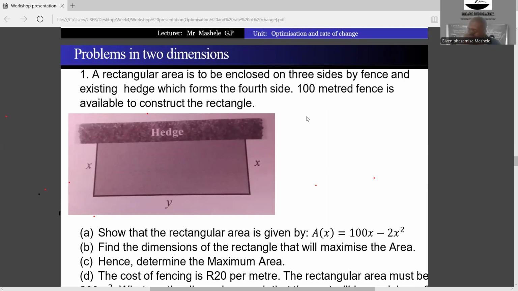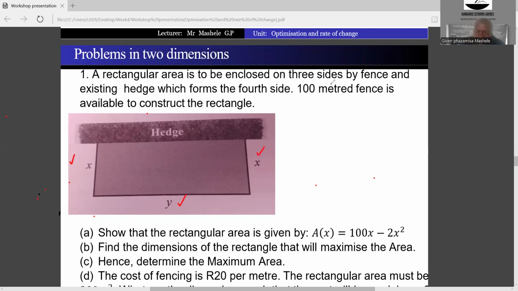Right. Here we have an example. It says a rectangular area is to be enclosed on 3 sides by a fence and an existing hedge which forms the 4th side. What does this mean? It means they want to fence this rectangular shape, and they want to fence only 3 sides of it, because this other side is just a hedge. It means they don't have to fence this part.